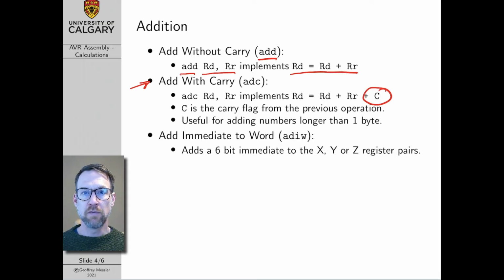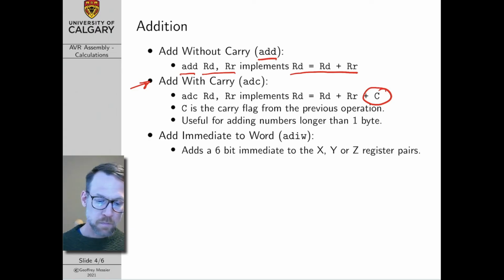So if we want to add 2 16-bit numbers together, or 32-bit numbers, 64-bit numbers, we would add the first byte, and then we would need to take that carry from the most significant bit of the first byte addition and bring it into the addition of the next most significant byte. And so add with carry is used for multi-byte words.